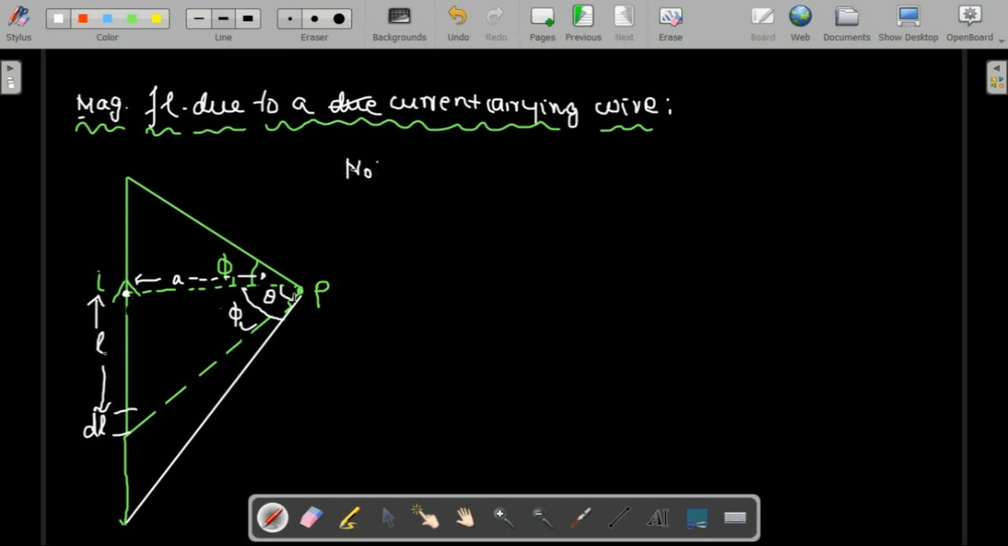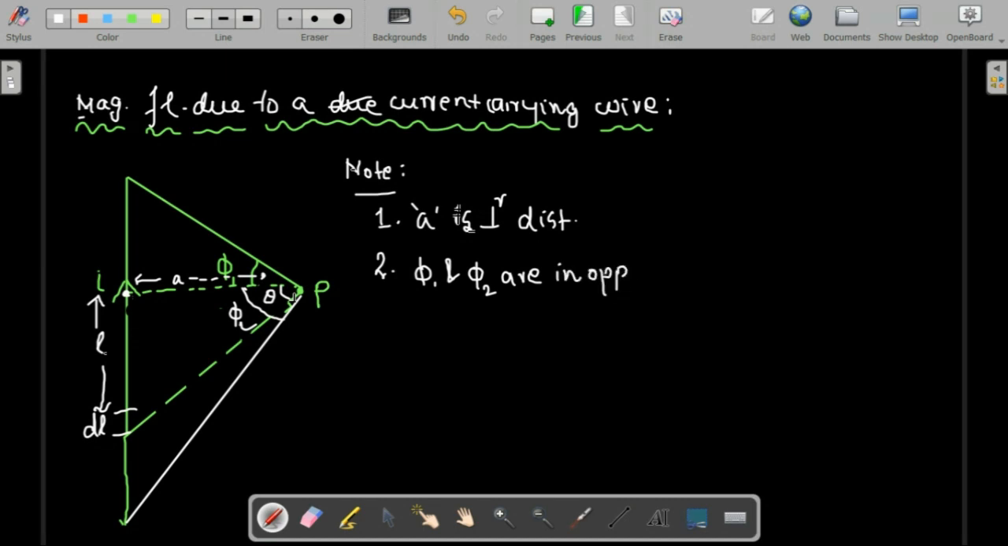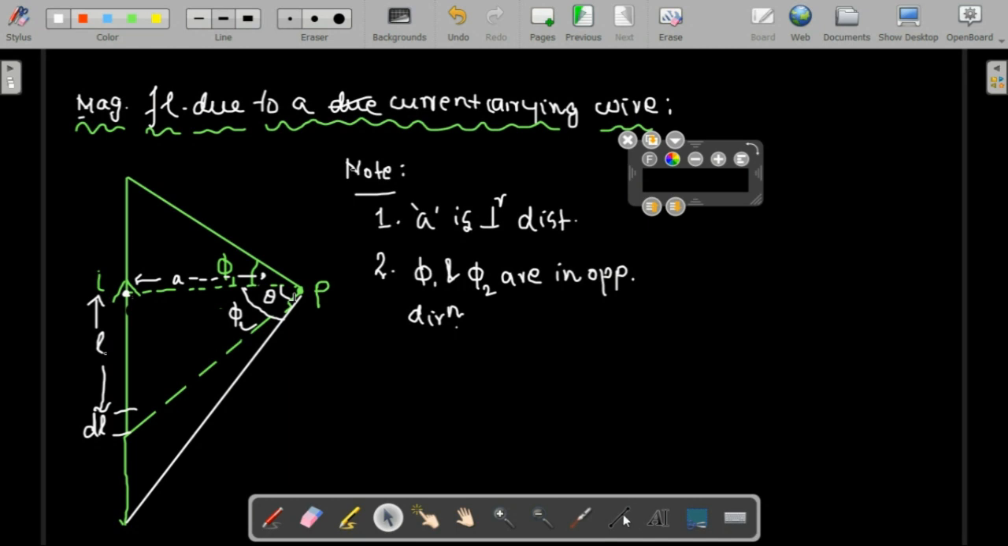There are two observations being made here, so let's write down this note. The first thing is that a is the perpendicular distance. Please remember this. We are going to use this logic later. That's the first observation. And second, we can see phi 1 and phi 2 are in opposite directions. Very important. Phi 1 is extending in this direction, phi 2 is extending in this particular direction. So now we can find out what is my magnetic field.